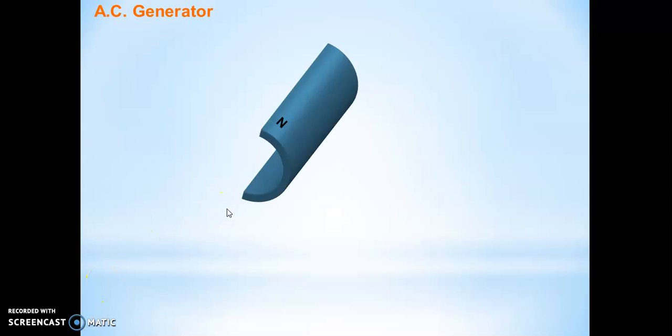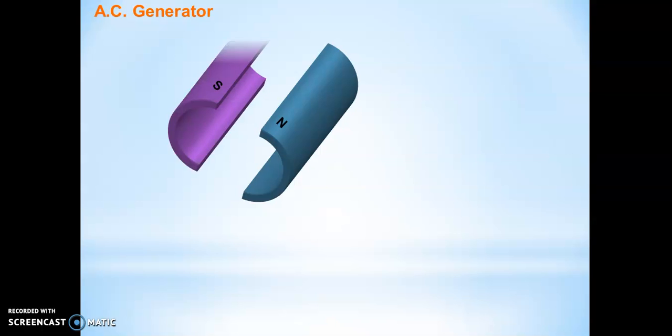We will be seeing today a very important topic, the AC generator. This is a device which is used to produce electricity in an alternating fashion. For this, we have two pole pieces of magnets, a north pole and a south pole. You can also use a horseshoe magnet, it depends on you.